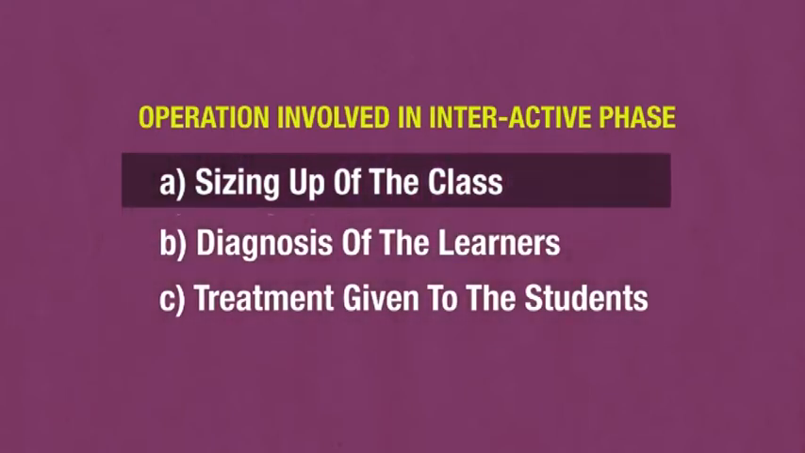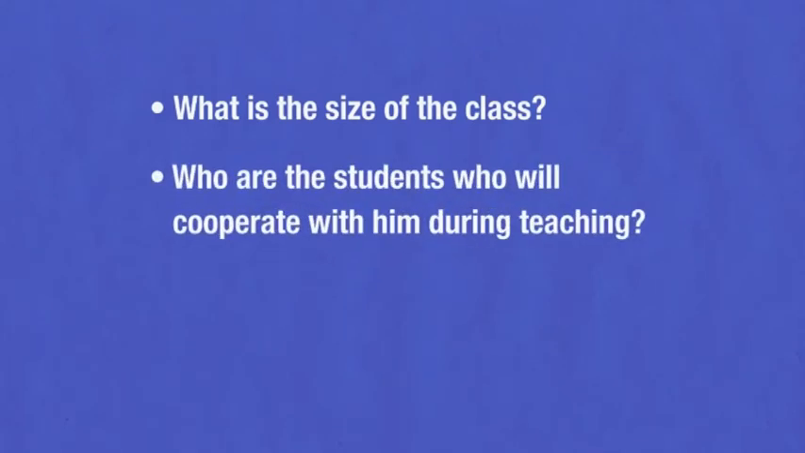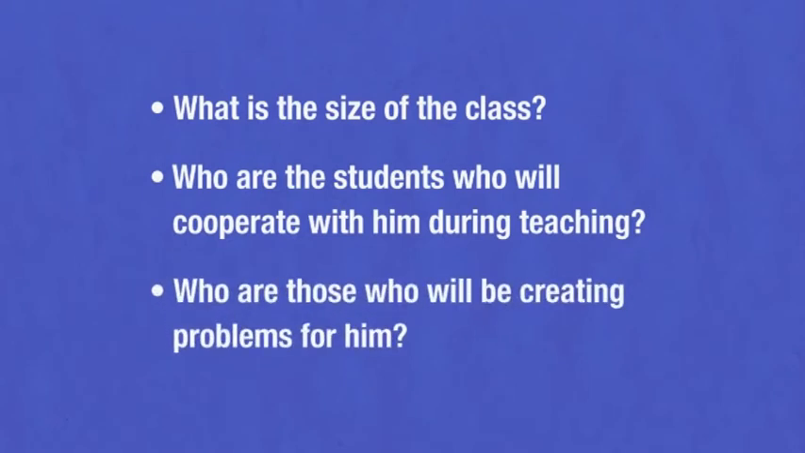Sizing up of the class. As soon as a teacher enters a class, he throws a bird's eye view on the class and he comes to know in a moment the following things. What is the size of the class? Who are the students who will cooperate with him during teaching? Who are those who will be creating problems for him? On the other hand, students also try to weigh the teacher visually. That is, what is the worth of their teacher?